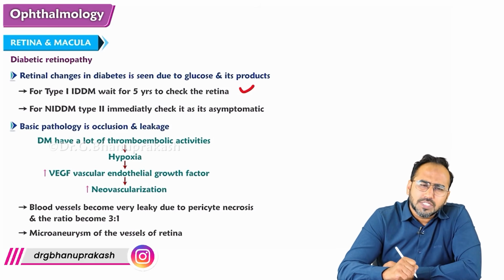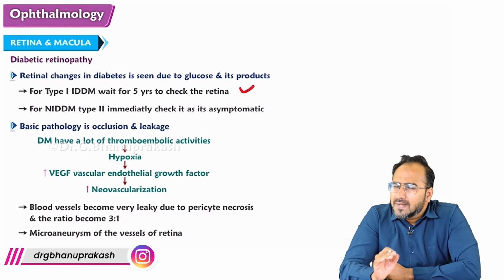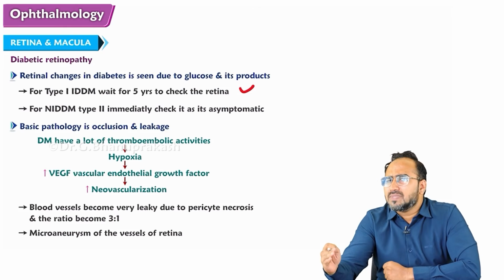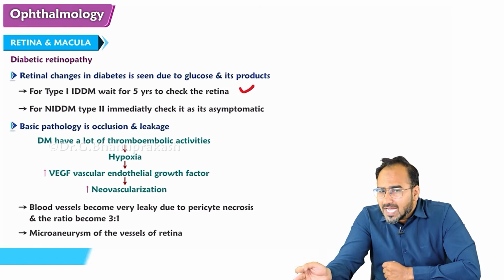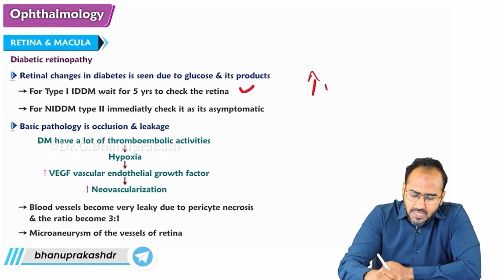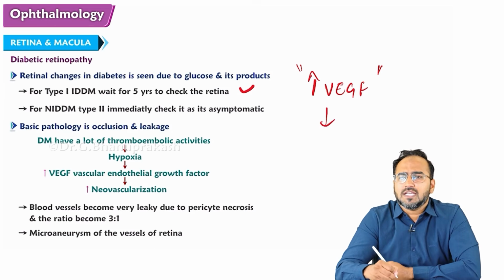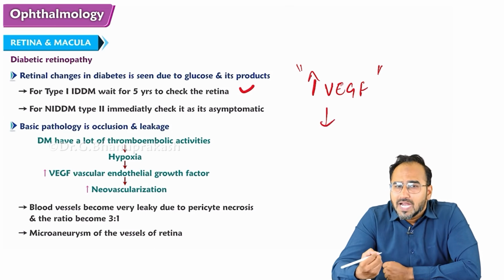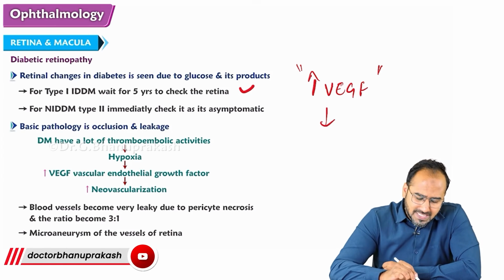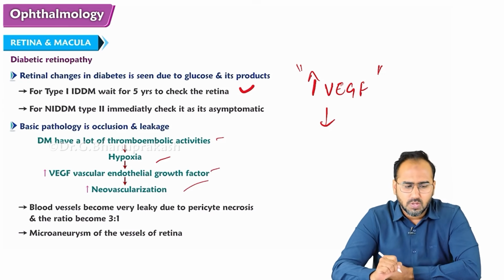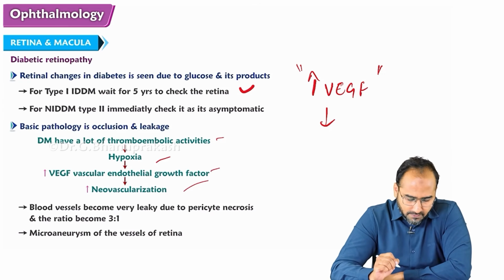Okay. The basic pathology over here is what? Remember, diabetes is a thromboembolic disease. Whenever the patient has diabetes, there is thromboembolism that leads to formation of hypoxia. That hypoxia increases the VEGF. What is VEGF? Vascular endothelial growth factor. If the VEGF is increased, what will happen to the blood vessels? New blood vessels will form. So remember, the basic pathology is that diabetes has a lot of thromboembolic activity that leads to hypoxia, VEGF, and new blood vessels being formed.